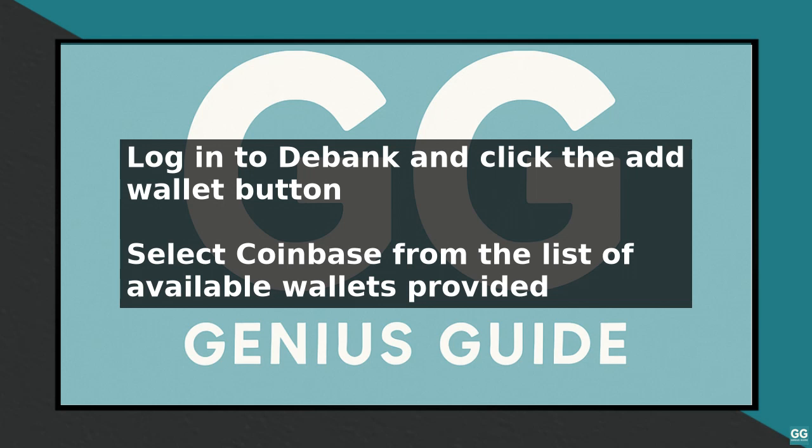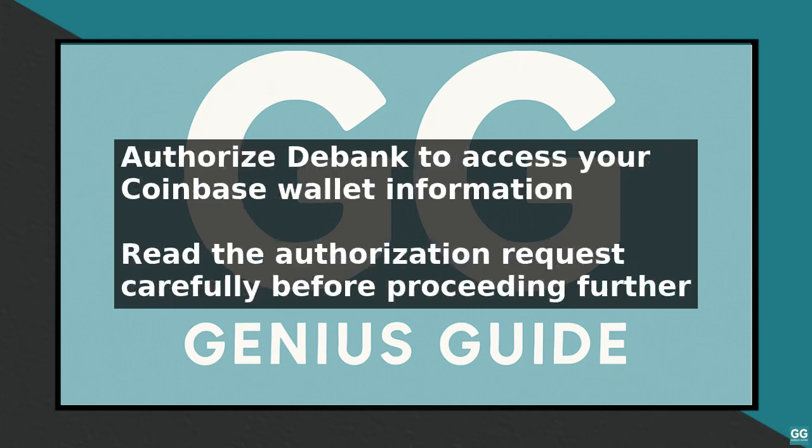This authorization is necessary for Debank to be able to track your wallet balances and transactions. Read the authorization request carefully and click Agree to proceed. You will be redirected back to the Debank website where you will see your Coinbase wallet listed. Click on the wallet to view its details, including the balance and transaction history.